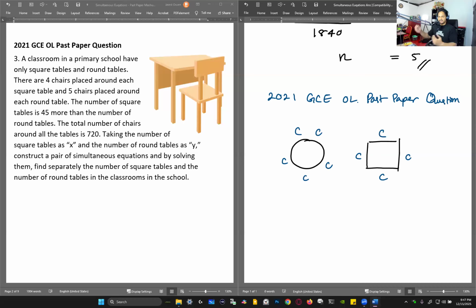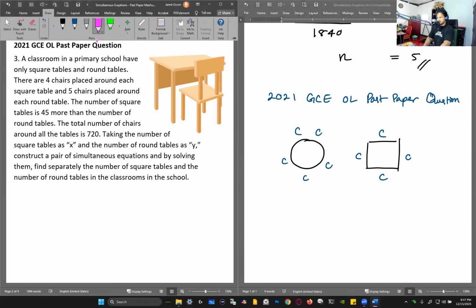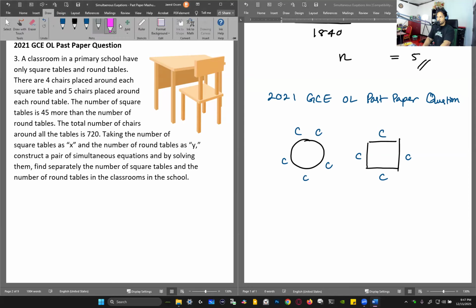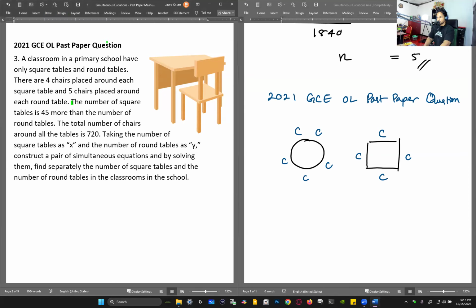But this makes the simultaneous equation easier when you have an image. So don't be afraid to draw these images. Okay, so we can move forward. The number of square tables is 45 more than the number of round tables. Let me highlight that. You can do this if you know the answer. You don't have to wait for Javed sir. You can do it by yourself. The number of square tables is 45 more than the number of round tables.